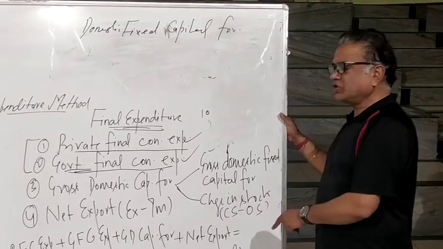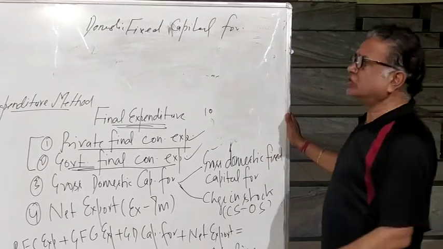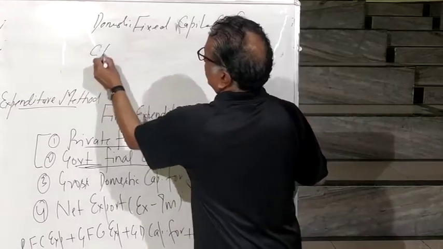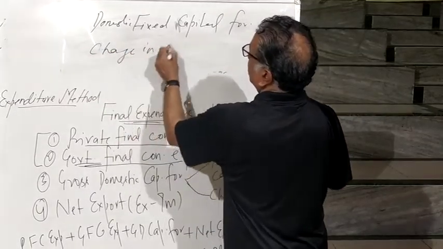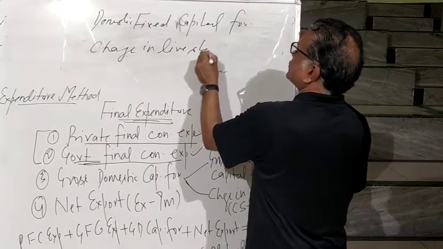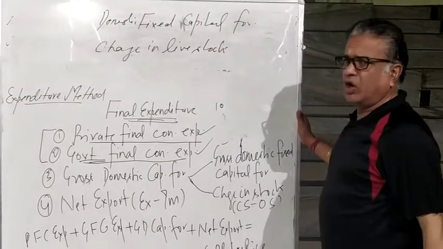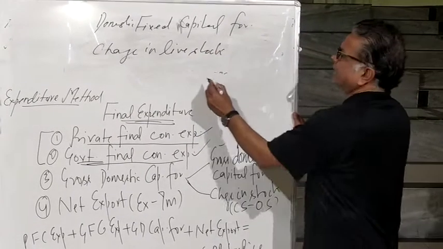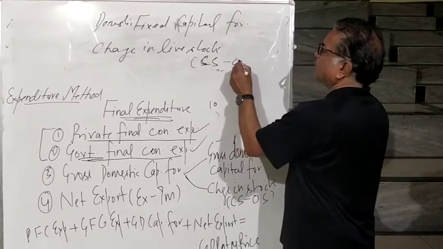Then another capital is also there where the stock keeps on changing. What do we call it? Change in livestock, or in a few places you will find it is written simply stock or inventory stock. And how do we calculate it? Closing stock minus opening stock.